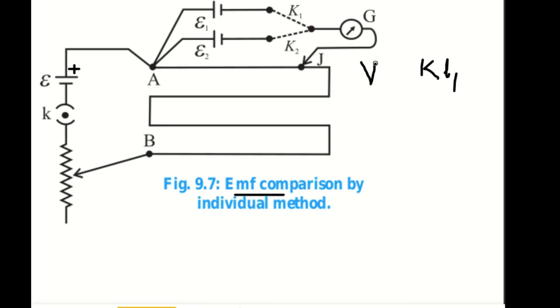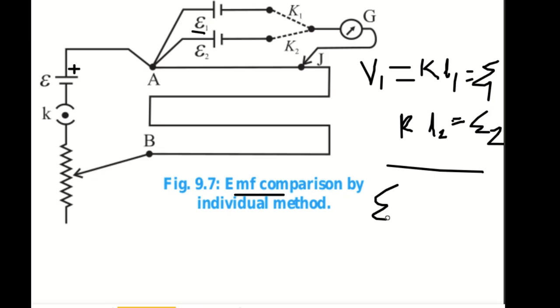So for the first case, epsilon 1 is equal to K into L1. And for the second case, similarly, epsilon 2 is equal to K into L2. What is meant by a comparison? We will take the ratio of these, and we get epsilon 1 divided by epsilon 2. K and K are constants, so they cancel each other. So this becomes L1 divided by L2.